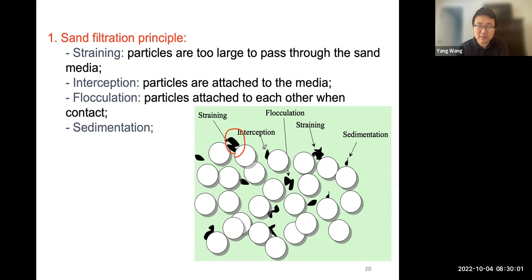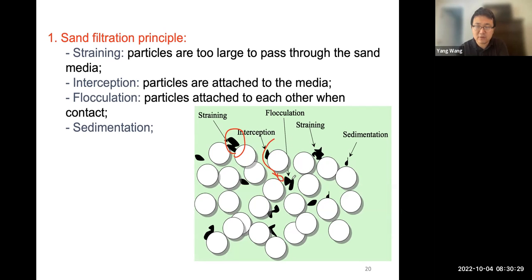And then there's also interception. What interception means is that when the particles are passing through this media here, if they have a smaller or medium size, once their surface gets in contact with the surface of a sand particle, they will just get attached there because of the van der Waals force. Once there's a contact, they will just get fixed over there, right?